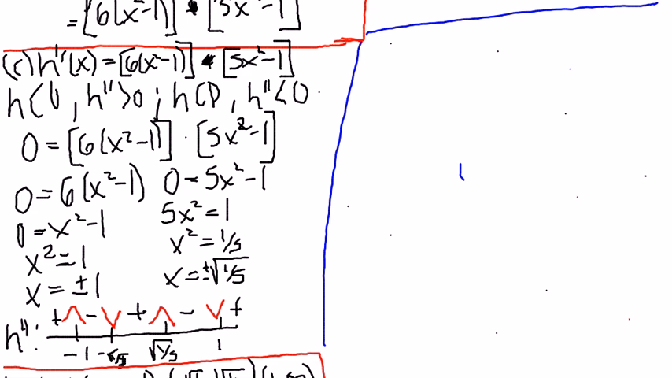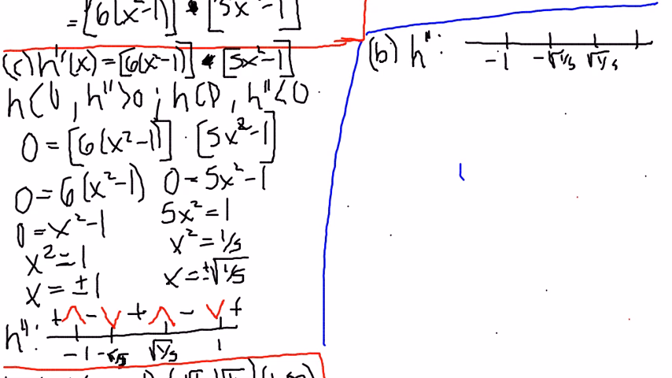Part B asks us to find the local maximums and minimums. So for B, I think it would be best to take our number line we found from C, which would be h double prime. Make a nice line here. We can use the same zeros. We'll get negative 1, negative root 1/5, root 1/5, and 1. And again, we have a positive, a negative, a positive, a negative, and a positive.